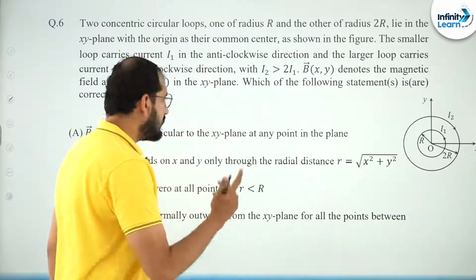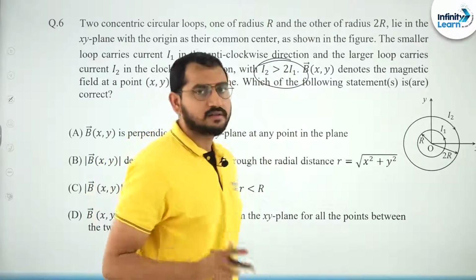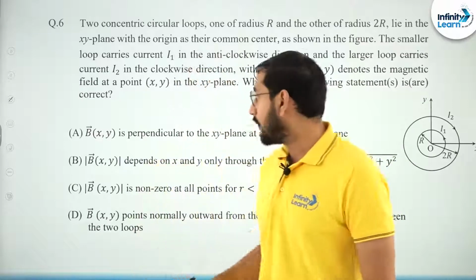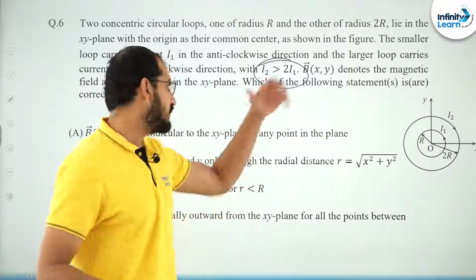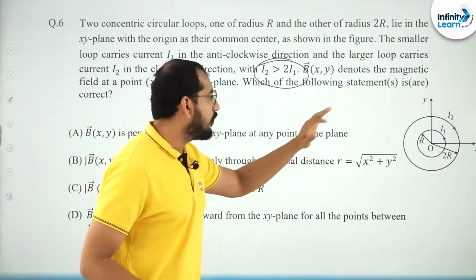So here one more piece of information given in the question is that this I2 is slightly greater than the value of 2I1, okay? And now we'll go option by option. Option A says that the magnetic field at any x comma y point is perpendicular to the xy plane at any point in the plane, right?